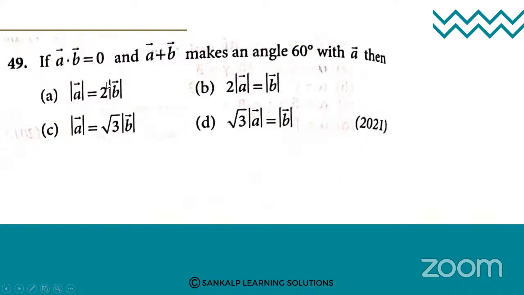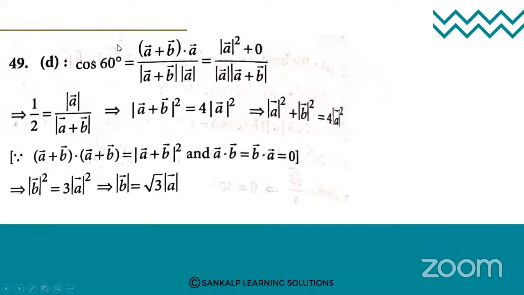Next example: A dot B is equal to 0, then A plus B makes an angle of 60 with A. Same type of example we have discussed earlier, where we need to square on both sides. Here they have given the angle, so cos 60 is equal to (A plus B) dot A divided by mod of A plus B times mod A, and this will be equal to mod square A plus 0.